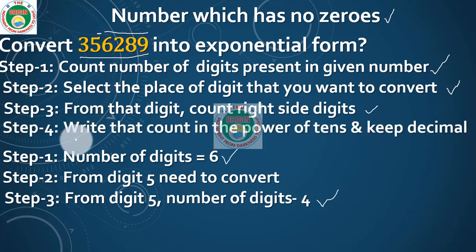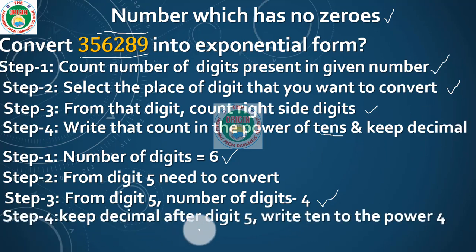Next one, fourth step. Write that count as a power of ten and keep the decimal. This is a very important step. Look at here. Keep the decimal after digit 5. After 5 you need to keep the decimal here. This is before 5, this is after 5. So after 5 you should keep the decimal and write 10 to the power of 4. Why 4? After 5 we have 4 digits, so we should write 10 to the power of 4.